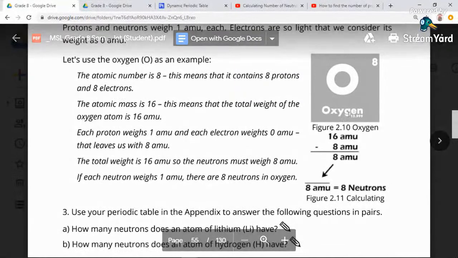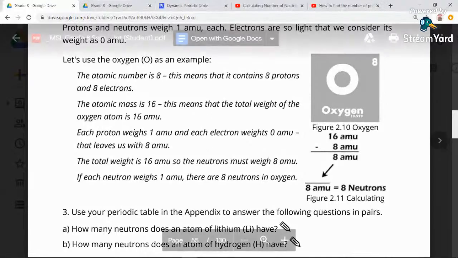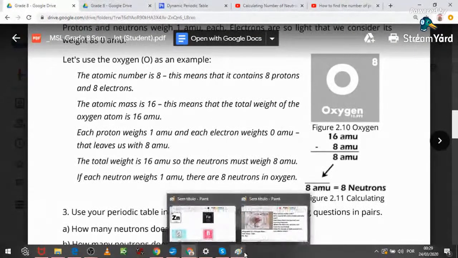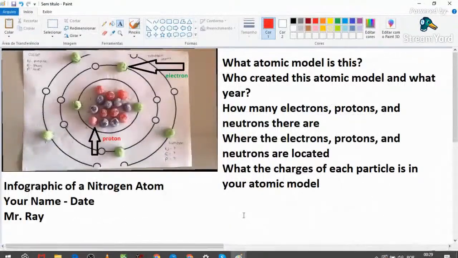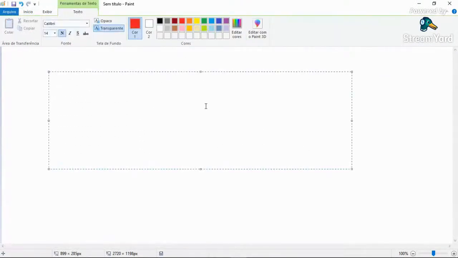The atomic mass is 16. And why is it 16? Because we always round up. Okay, do you know what it means to round? To round is this. If a number is, I'll make a little space here and write it for you. Rounding. You have probably done this in your Brazilian curriculum. You just don't know the name in English.